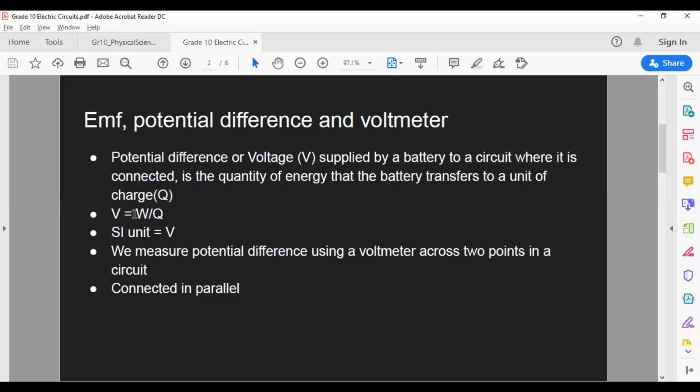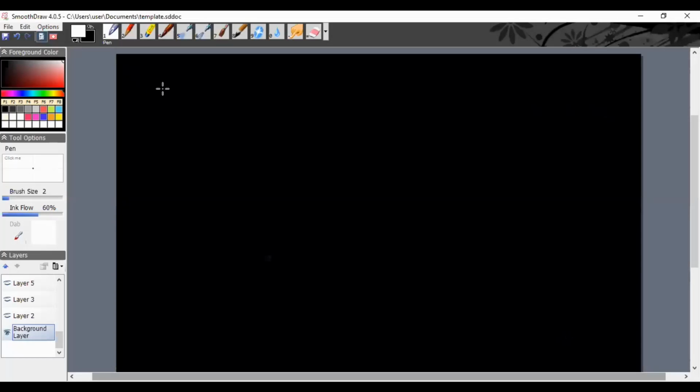is V, the voltage, calculated by taking the energy transferred divided by the charge, which is W divided by Q. If I can write it a bit better up here, because I struggle to write fractions in PowerPoint presentations: V is equal to the energy transferred divided by Q, which is the charge. That's the formula for voltage.